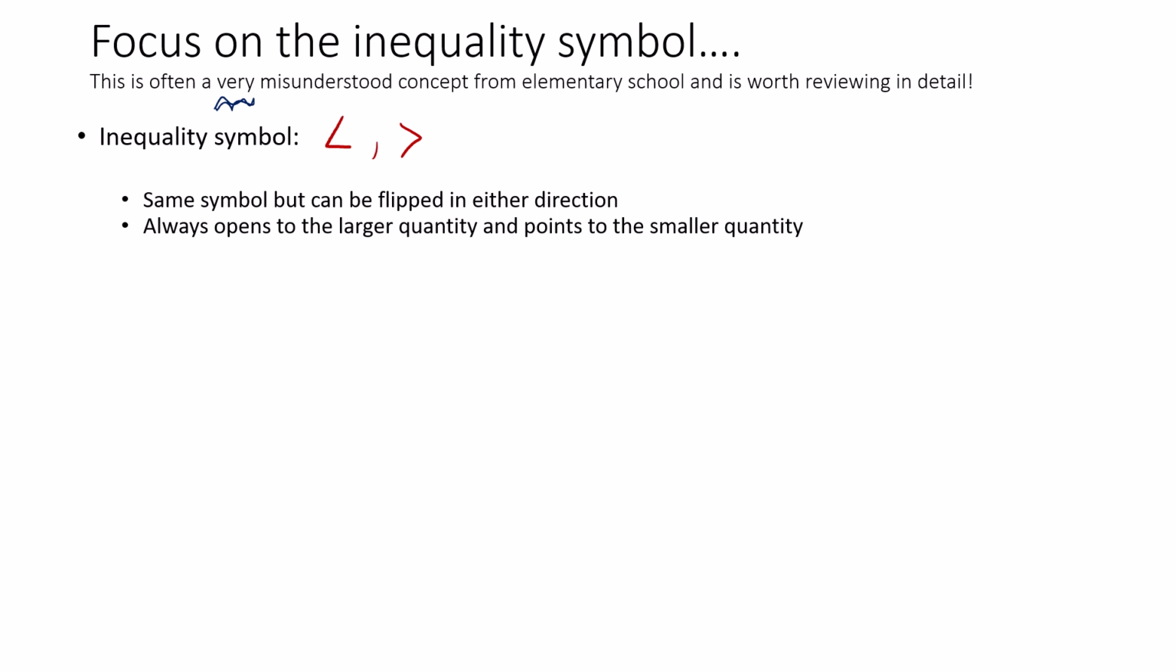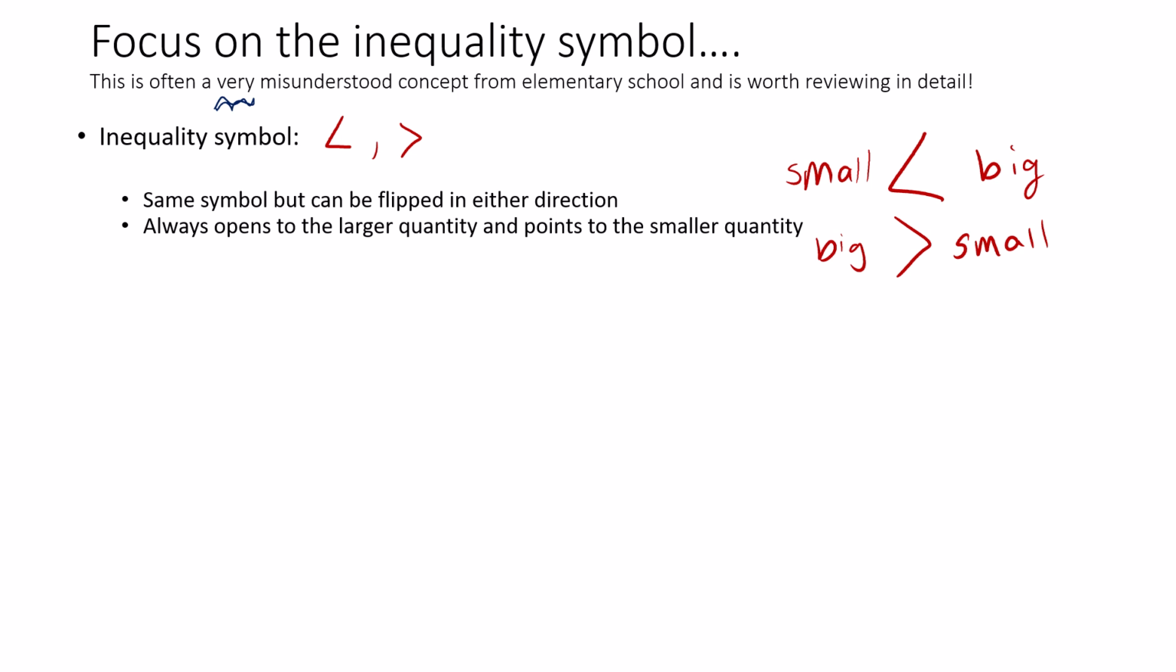The most common one I've seen is the alligator, and the alligator's hungry, and so the alligator always wants to eat the big amount of food because the alligator is super hungry. And so if the big number is on the right, then the symbol will be opening to the right. If the big number is on the left, then it'll be opening to the left. And then I've also seen students hold up their hands and make the letter L, and if it looks like a messed up L, then it's the less than symbol.